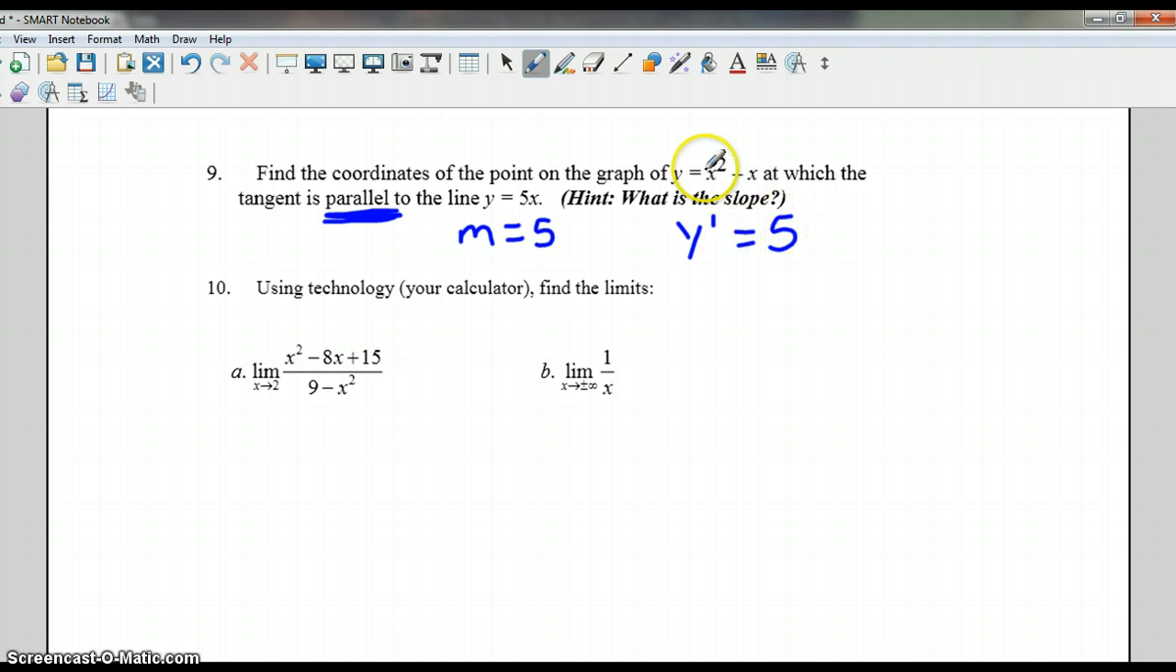So if my derivative equals 5, that'll allow me to solve for x. And my hint was, what is the slope? So again, think about why they would tell you that these lines are parallel. The hint is that it has something to do with the slope.